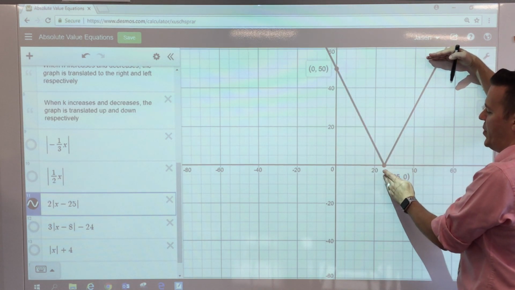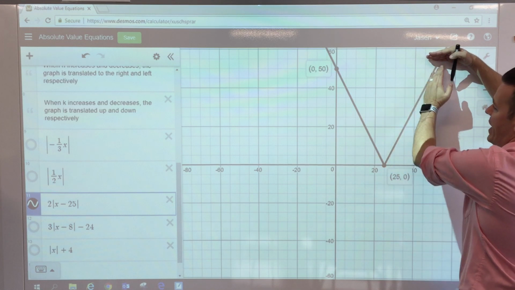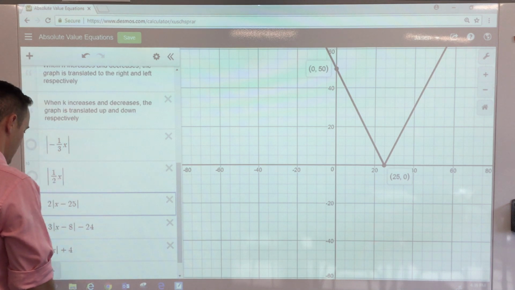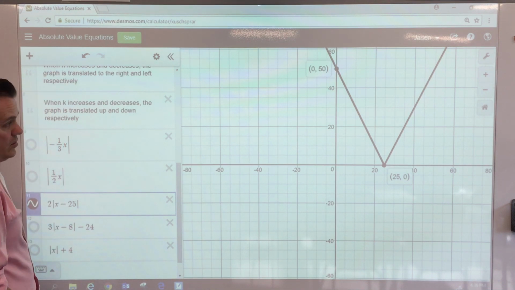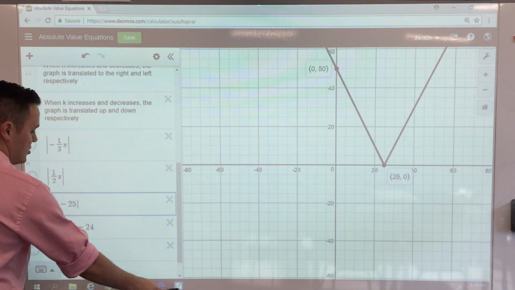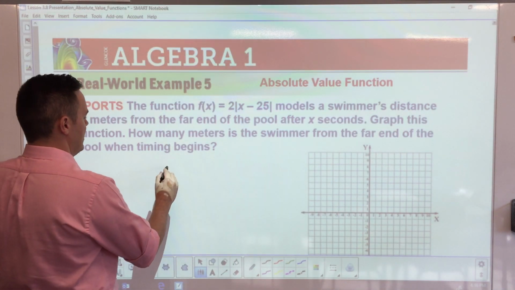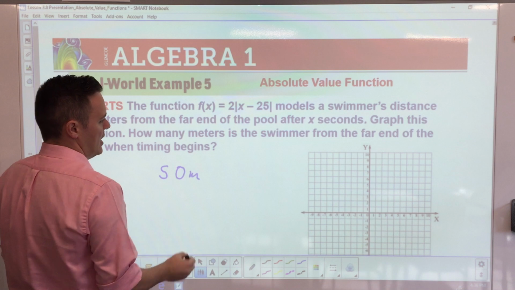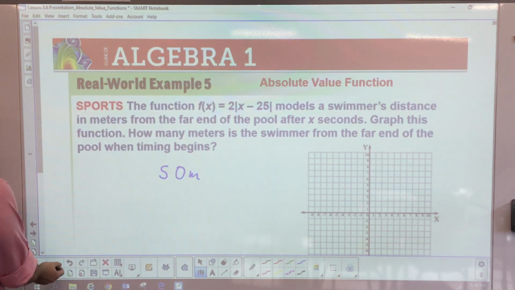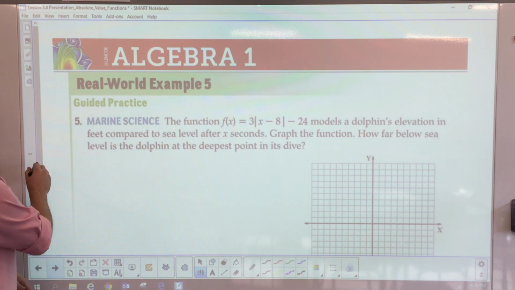You swim from one end of the pool, it takes them 25 seconds, go back to the other end, it's 50 meters. They're swimming really, really slow. If you guys have any questions on that, please let me know. But that's the functionality. So where does it begin? It begins at 50 meters. Okay, if you guys want to graph that out, you can. The graph I provided in the notes was too small, so that's kind of why I went to a different one.